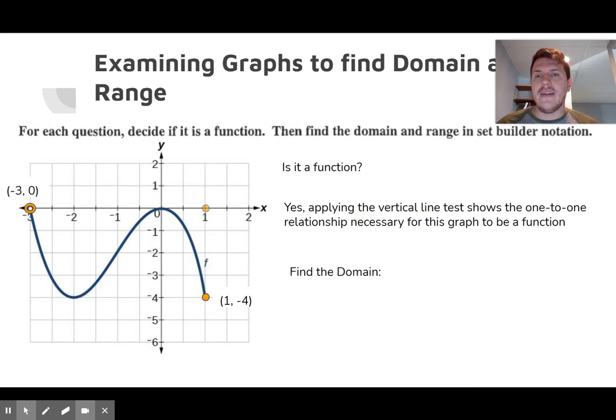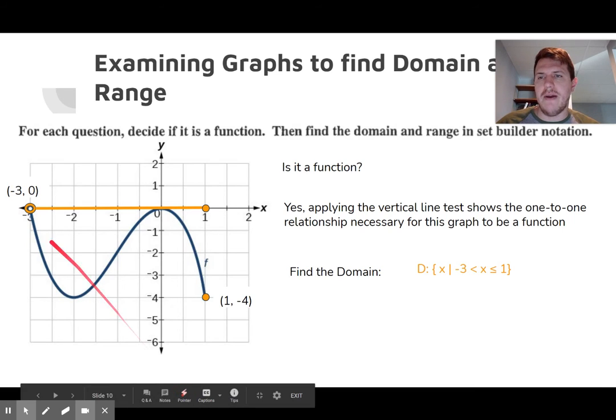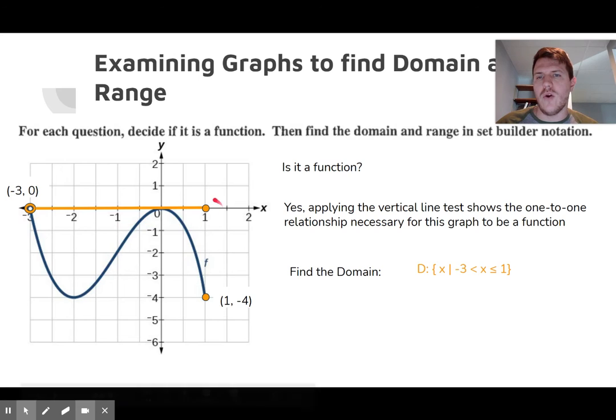So our domain consists of every point between -3 and 1. That means we can just write it as a compound inequality like we have over here. So -3 is less than x, which is less than or equal to 1. Okay, we've seen this kind of notation before. If I grip my laser pointer, we've seen this before in the previous unit on compound inequalities.